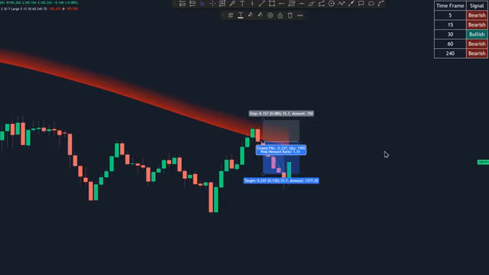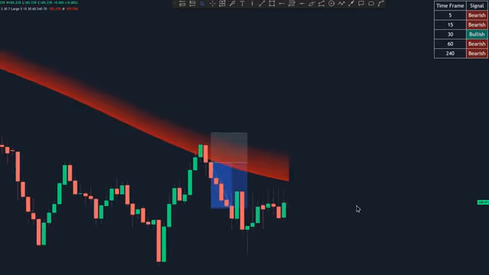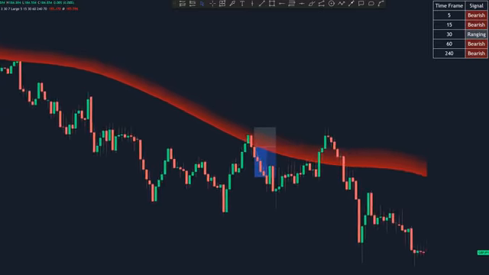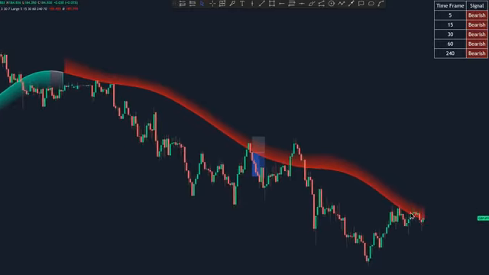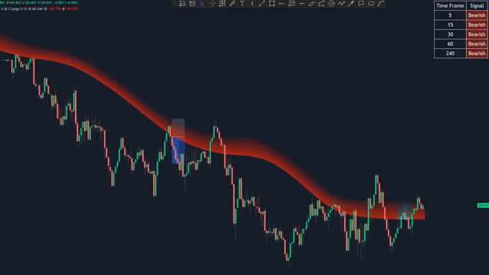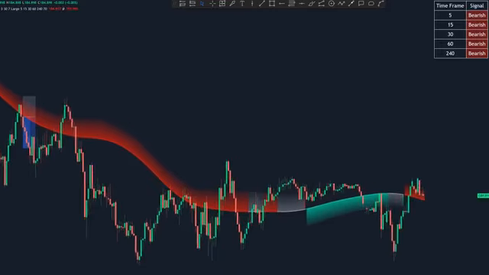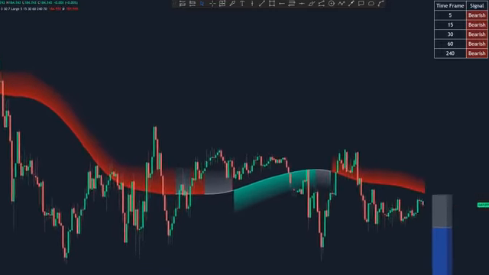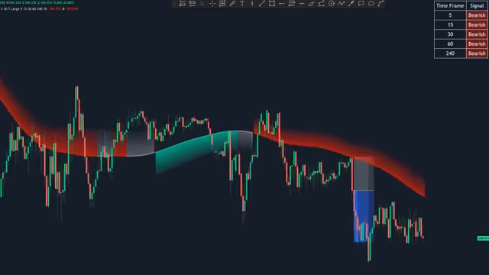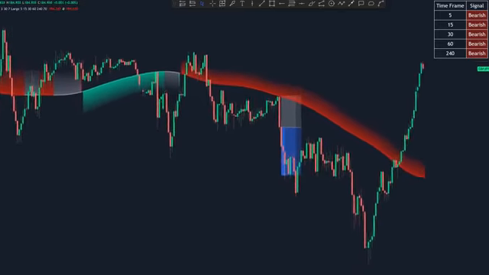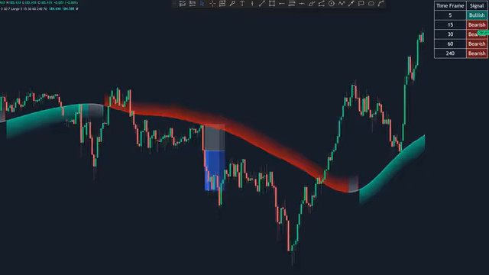In summary, the smooth Gaussian trend filter is a sophisticated technical indicator designed for clear trend identification and noise reduction. Its combination of Gaussian filtering, linear regression smoothing, and volume-based highlighting offers traders a powerful tool for market analysis. Go ahead and check it out on TradingView if you wanna use it alongside your strategy.